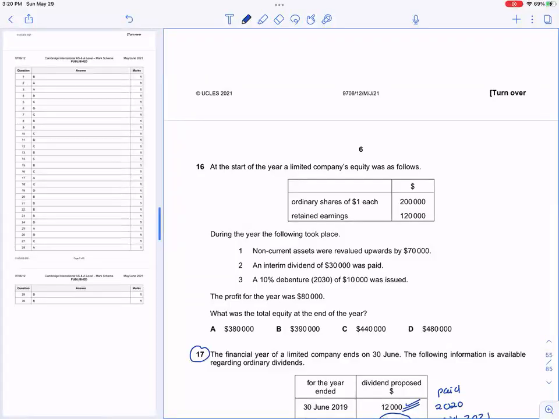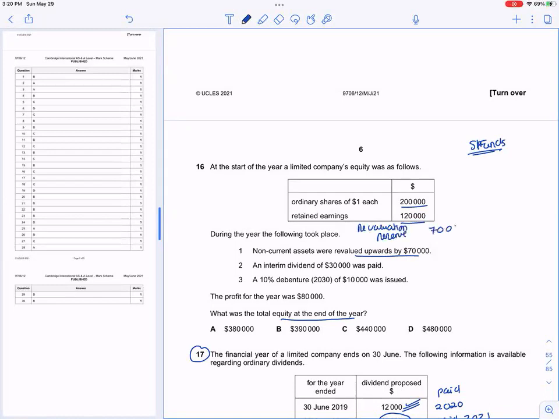Now the 16th one. At the start of the year, what was the total equity at the end of the year? Total equity means shareholders' funds, okay? Ordinary shares were 200,000, retained earnings was 120,000. Non-current assets revalued upwards, that means there is a revaluation reserve. How much is the revaluation reserve?